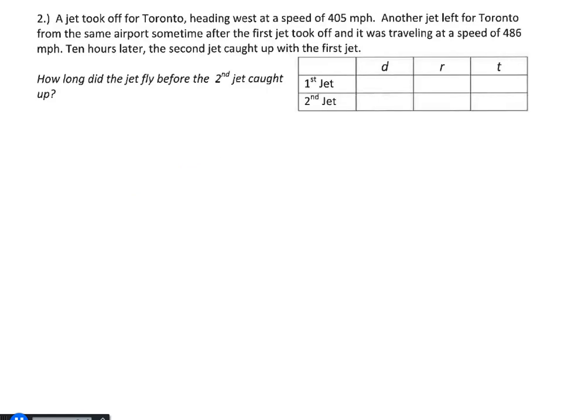Sorry, one more. A jet took off for Toronto heading west at a speed of 405 miles per hour. Another jet left Toronto from the same airport sometime after, traveling at a speed of 486. 10 hours later, the second jet caught up with the first. On this one, I just want to practice setting up a problem. So we're not going to solve this one, we're just going to set it up. So the first jet was flying the speed of 405 miles per hour, and the second jet was traveling at a speed of 486.